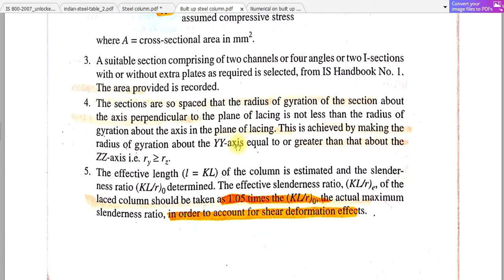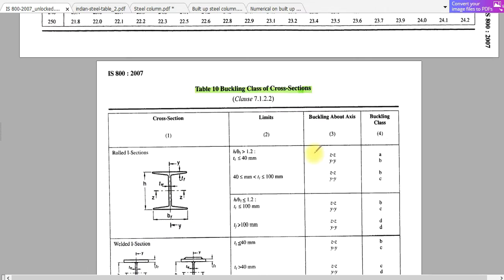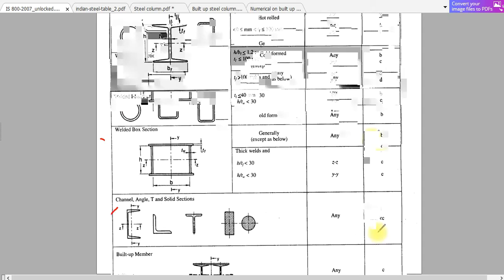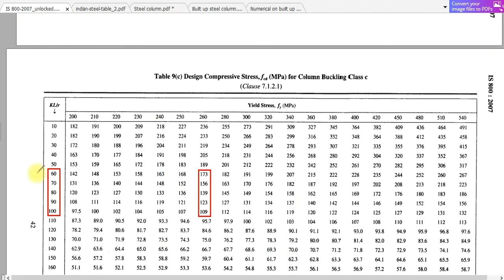You can find the slenderness ratio of that member, and also you can find the buckling curve. That means I am saying this buckling class. For a channel section it should be buckling class C. So for that chosen section, you will know what the slenderness ratio will be. This you know, and you know this 250. Then you can find the exact design compressive stress.